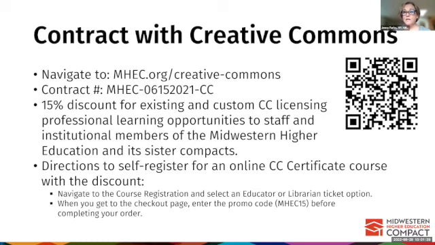Just wanted to remind you all, if you're not familiar, we do have a contract with Creative Commons. You would just navigate to mec.org/Creative Commons. You can use this QR code. I've provided the contract number there, but you absolutely don't need it to take advantage of the contract. We'll be showing you in a little while how to use our special code that we have with Creative Commons, and you'd use that on their interactive online portal. Essentially, the contract allows for a 15% discount on existing and custom CC licensing professional learning opportunities, and that would be for staff and institutional members of the Midwestern Higher Education Compact and its sister compacts.